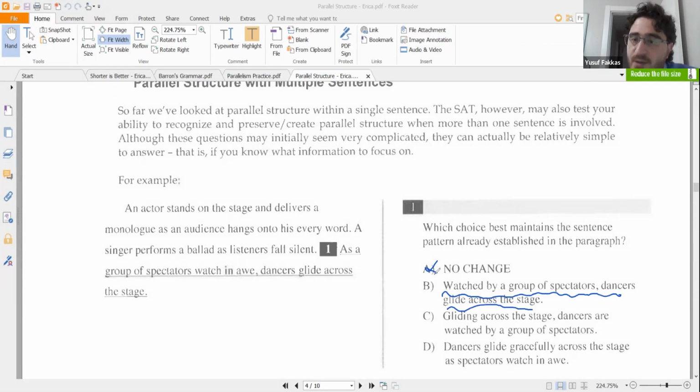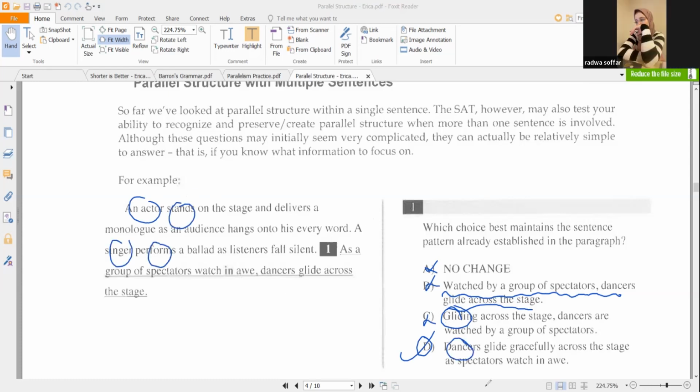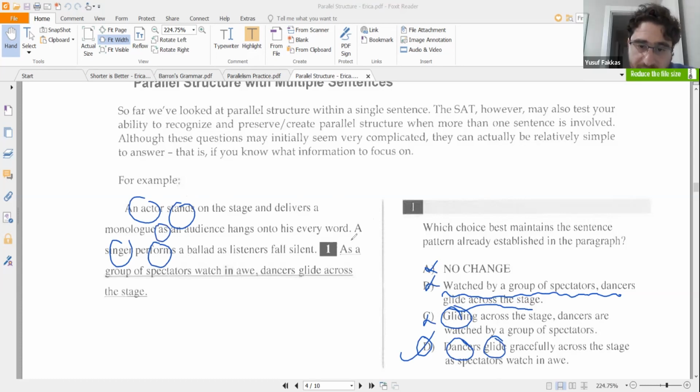No. What about C? Gliding across. That's a gerund. No. So the answer is D. And how can we match it? Look, an actor, a singer, dancers, stands, performs, glide. And then the other part, as, and this is the third one, as.